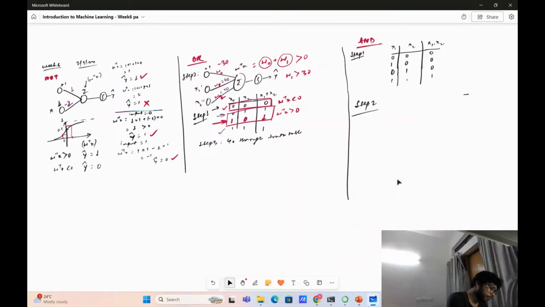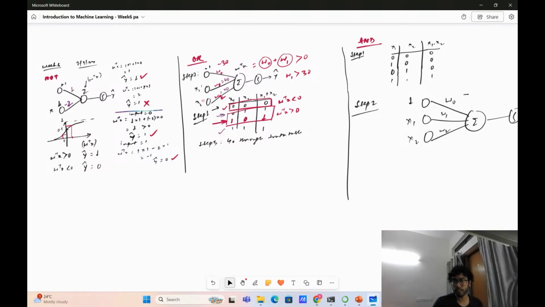Step two, we draw the perceptron model now. This is the bias node, the x1 node, the x2 node. This is the summation function. These are the weights W0, W1, W2. The summation function moves into the sigmoid function, then you get the output y hat.